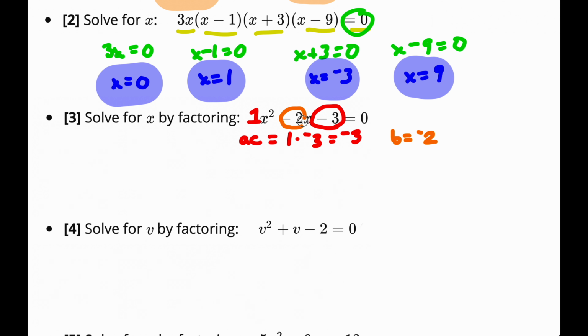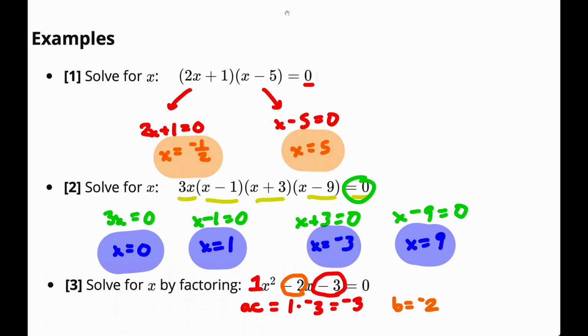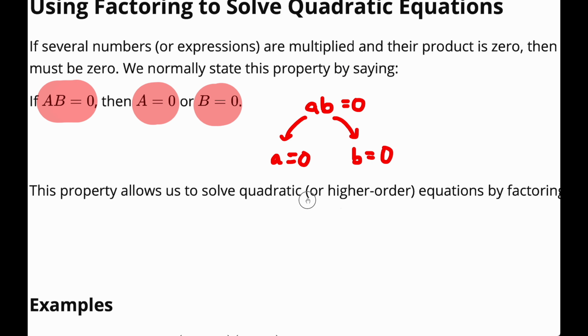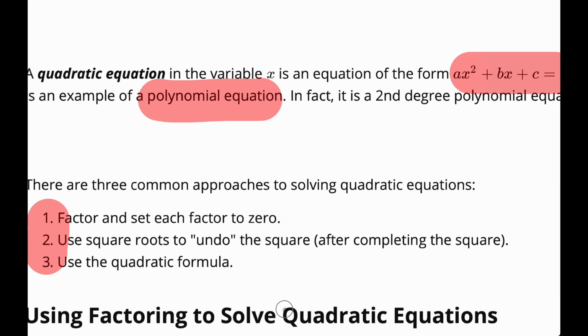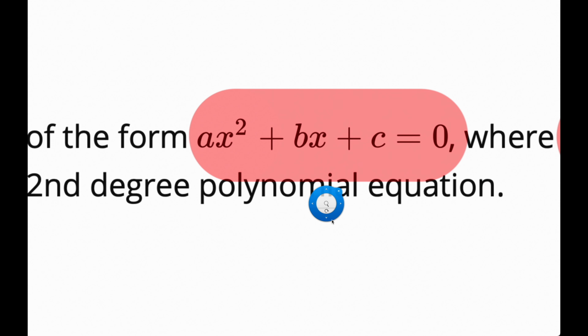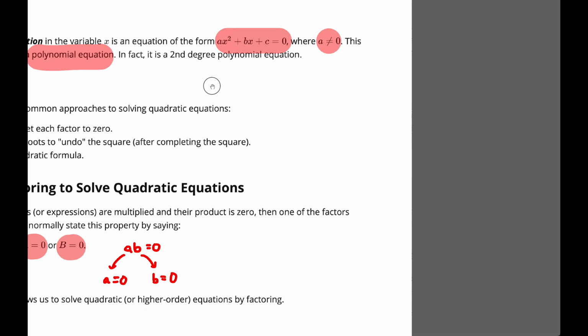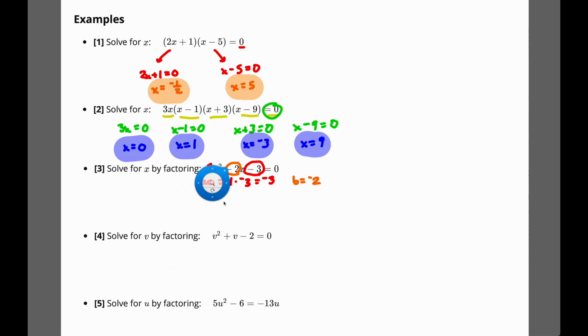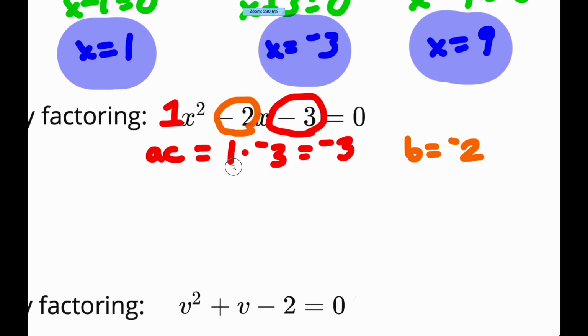That's this right here, is your b term. Remember, this was part of the definition of what a quadratic equation is. Basically it says it right up here, highlighted in red, the ax squared plus bx plus c. So the a is whatever's with the x squared, the b is whatever's with the x, and the c is whatever number is just by itself as a constant. Okay, so that's how I got this a times c and this b.